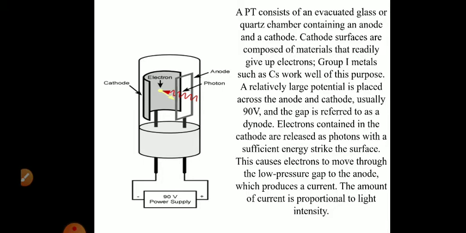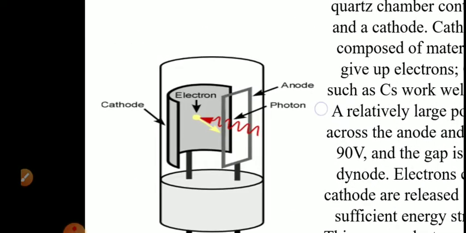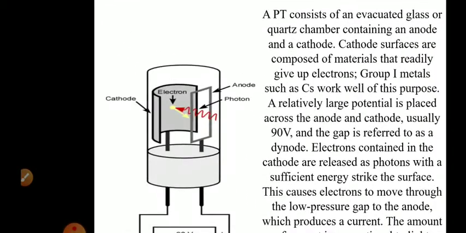So this is how a phototube looks. It consists of an evacuated glass tube having a quartz window. Inside there is a metal wire which acts as anode, and you can see a semicircle plate which acts as cathode. Cathode surfaces are composed of materials that readily give up electrons, like alkali metals or alkaline earth metals. So you can say the semicircle plate is coated with alkali metals or alkaline earth metals.